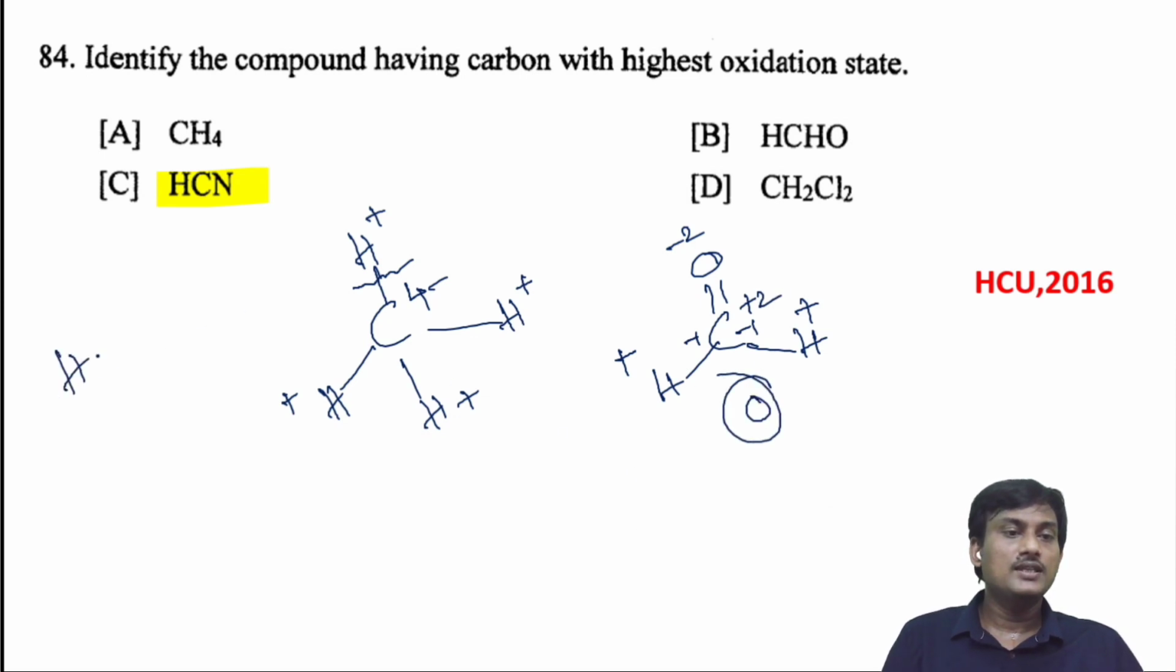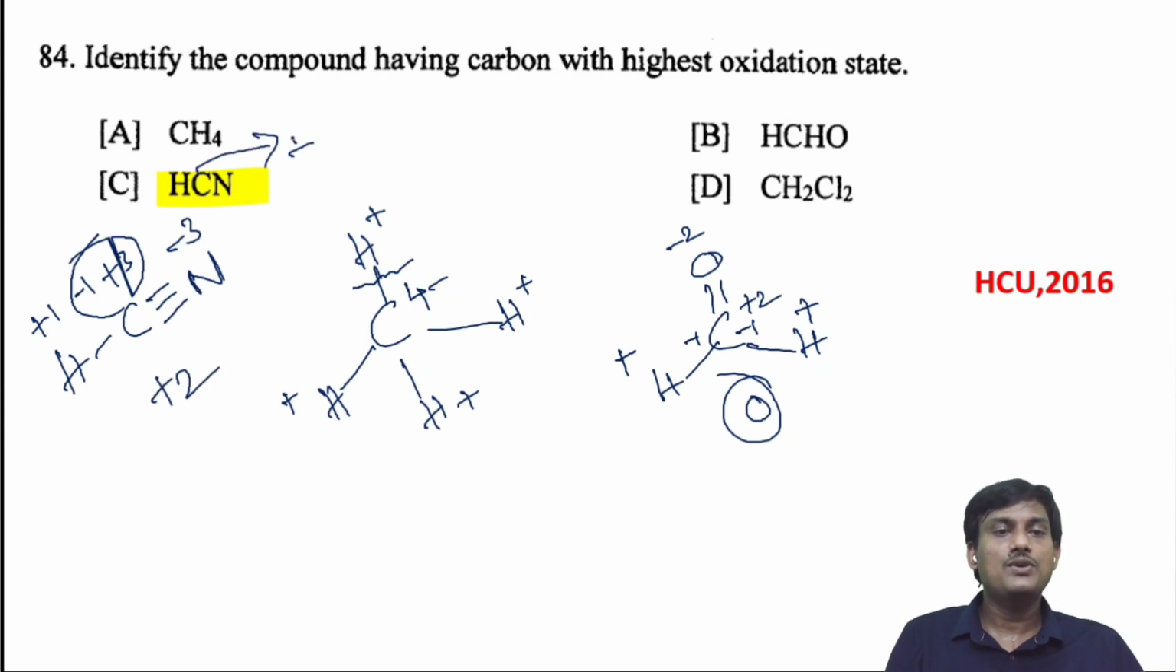But if you take HCN, HC triple bond N: here when you cut, H is plus 1. Since nitrogen has 3 bonds, minus 3. Due to nitrogen, you will get plus 3. Due to hydrogen, you will get minus 1. So the total will be plus 2. Here the carbon has plus 2 oxidation state. Here the carbon has minus 4. Here the carbon has 0.